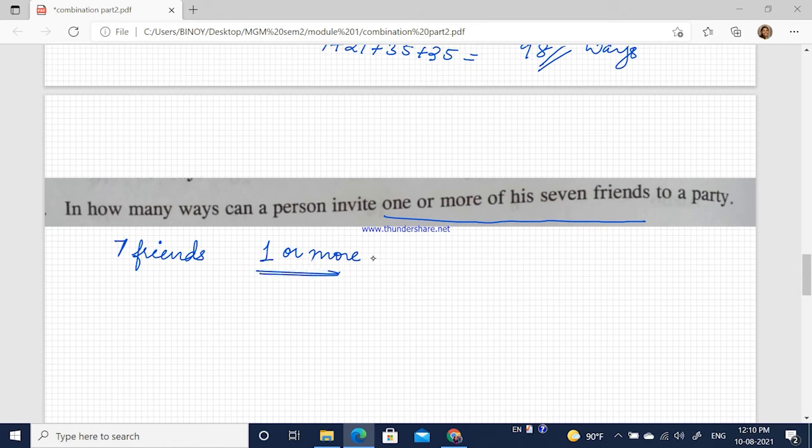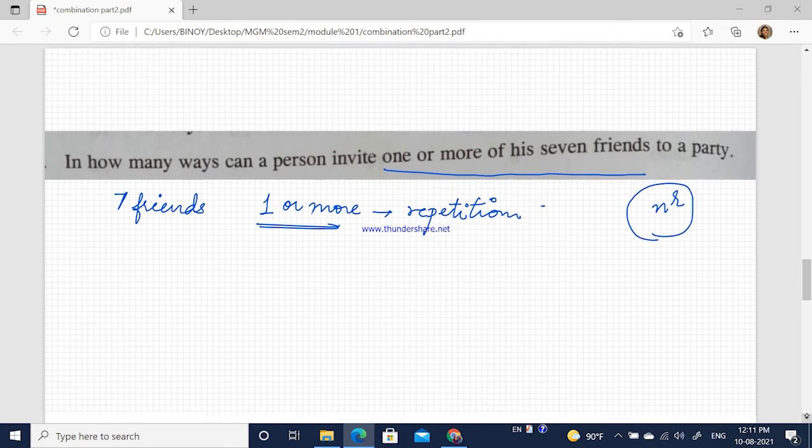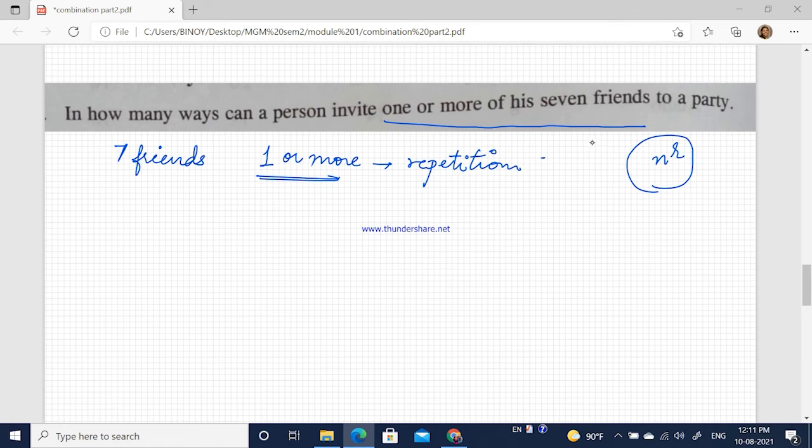Okay, so one or more means there is repetition. So in permutation we learned repetition, that is n raised to r. So here in this context we are confused with n and r. So out of 7 friends, you can have either of 2 conditions. There are 2 possibilities.